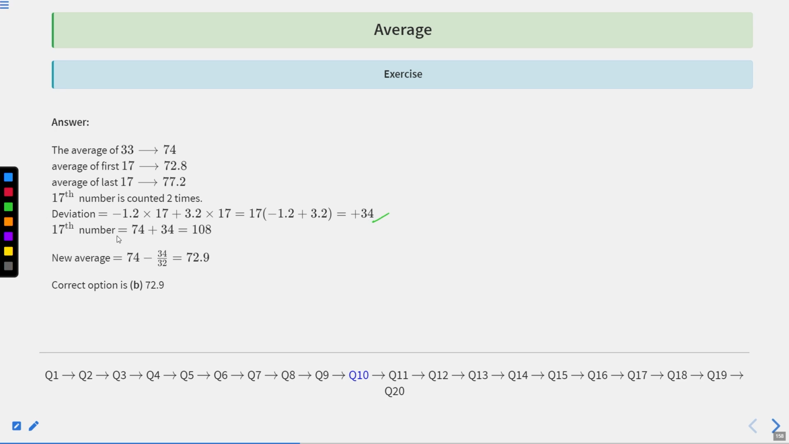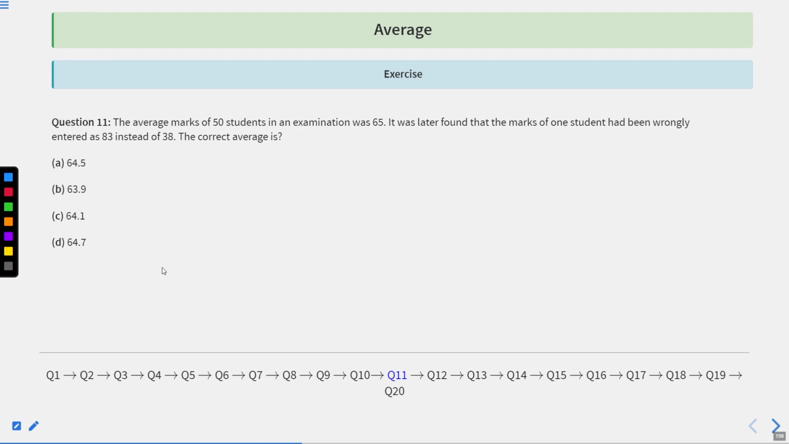So the 17th number will be 74 plus 34, equal to 108. So the new average is (74 minus 34) upon 32, that is 72.9. So the correct option here will be 72.9.